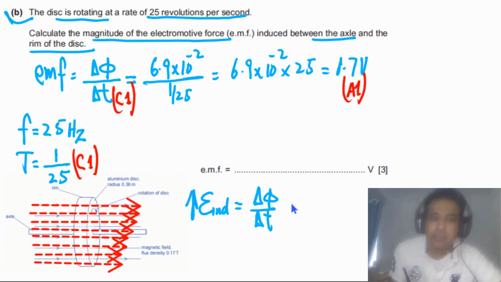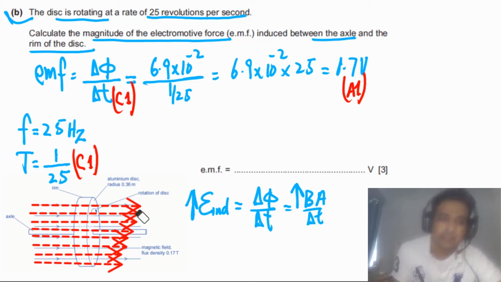Induced EMF will increase because induced EMF is equal to delta phi, meaning the rate of cutting of magnetic flux, in this case, this is equal to BA. So this is BA over delta T. So as B has increased, this one has to increase. We can also understand this question in a different way. Now imagine that magnetic flux density is the same.